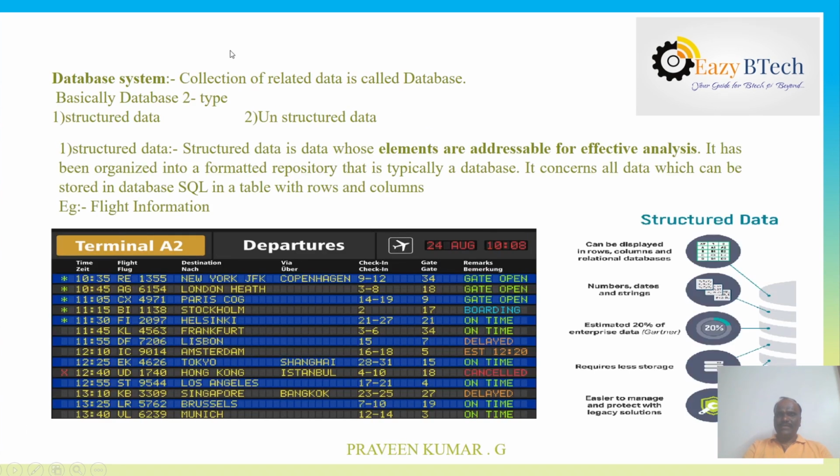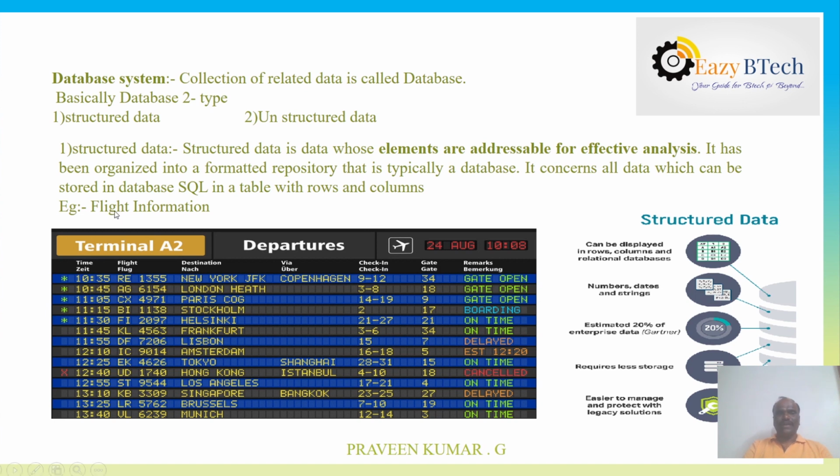Basically, database systems are classified into two types: structured data and unstructured data. What is structured data? Structured data is data whose elements are addressable for effective analysis. Effective analysis means we can easily organize the data and easily access the data.